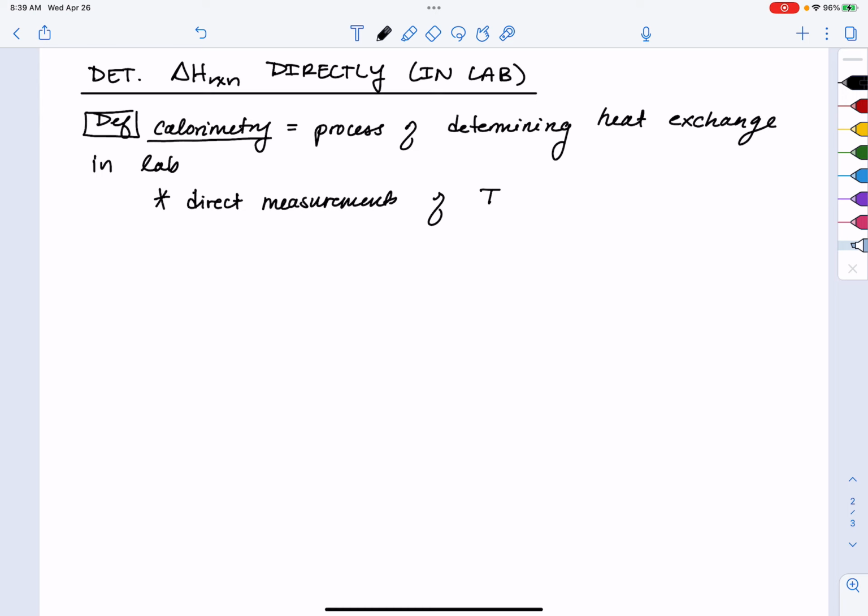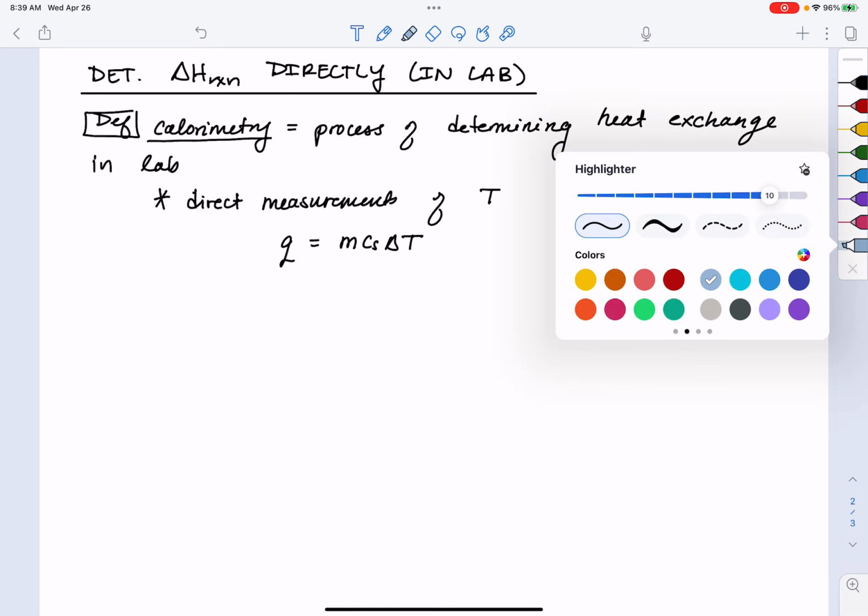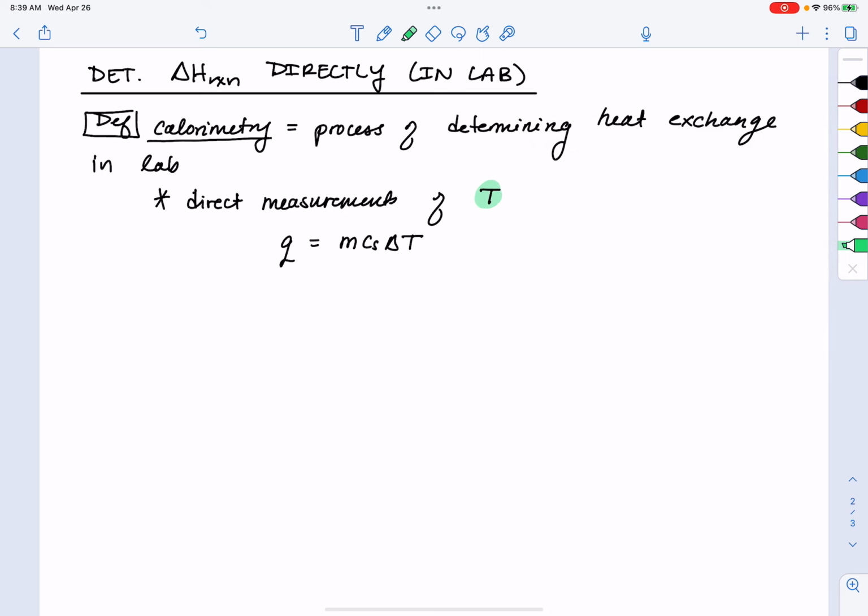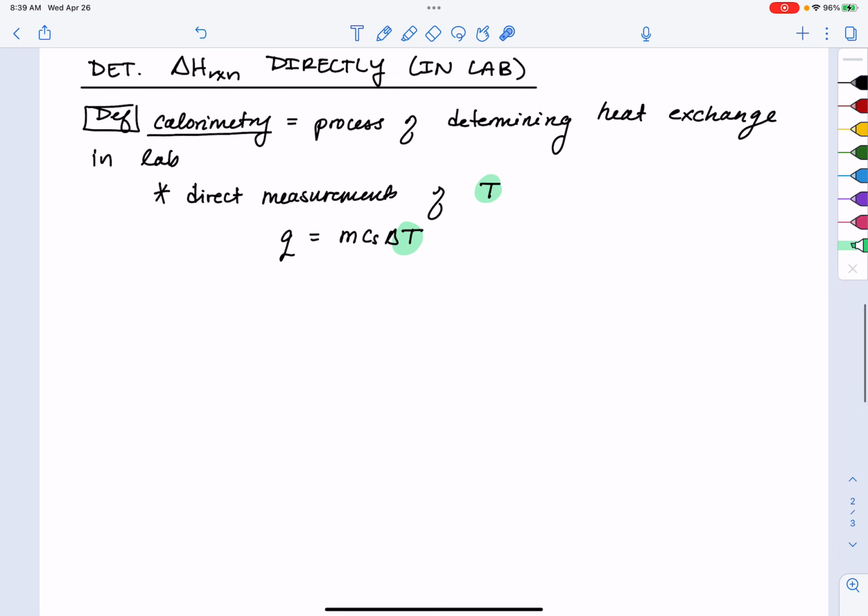our temperature, specifically our temperature change, because recall Q is equal to mc delta T. So if we can get this delta T, then we can ultimately get Q as long as we know the mass and the specific heat capacity of our solutions or substances.